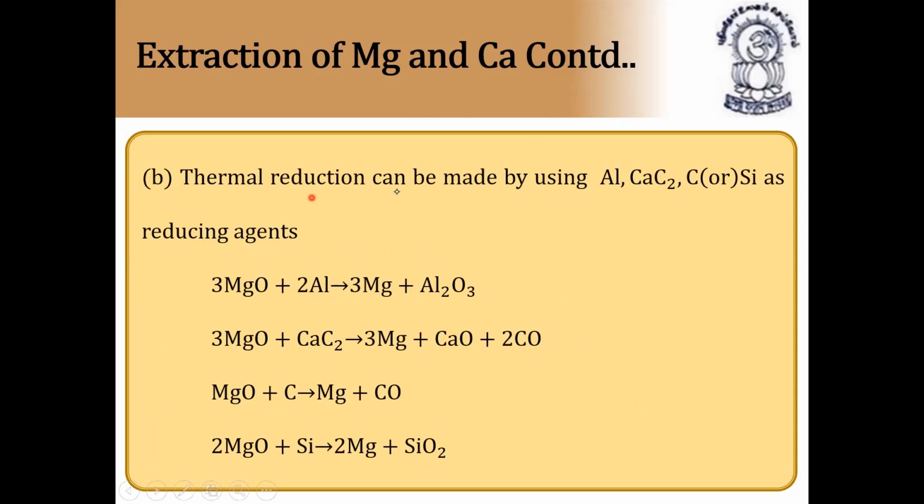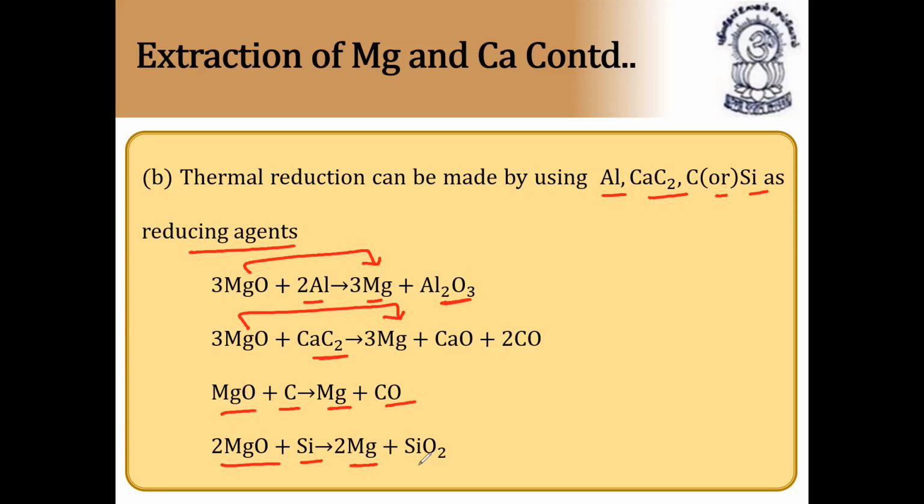Thermal reduction can be done using aluminum, calcium carbide, carbon or silicon as reducing agents. Magnesium oxide on reaction with aluminum forms magnesium and aluminum oxide. Here aluminum is undergoing oxidation, and magnesium oxide is undergoing reduction. Magnesium oxide is reduced to magnesium by means of calcium carbide. Magnesium oxide on reaction with carbon will form magnesium plus carbon monoxide. Magnesium oxide on reaction with silicon forms magnesium plus silicon dioxide.